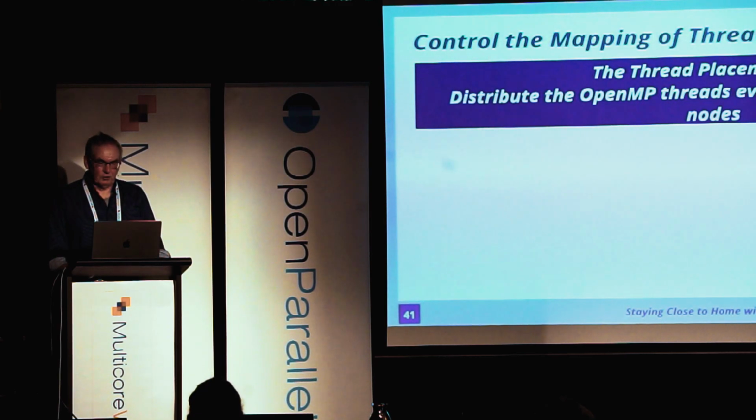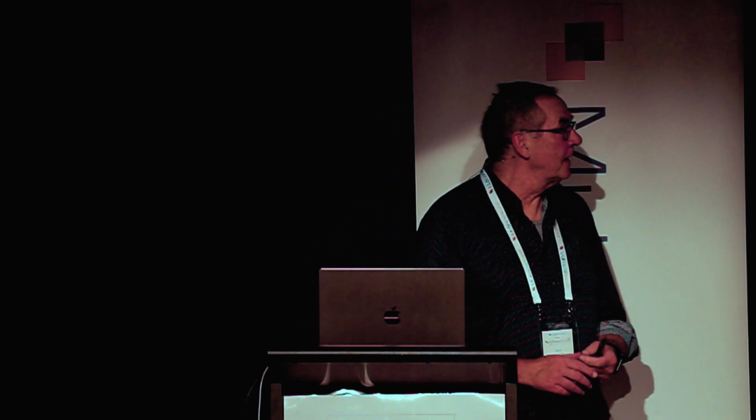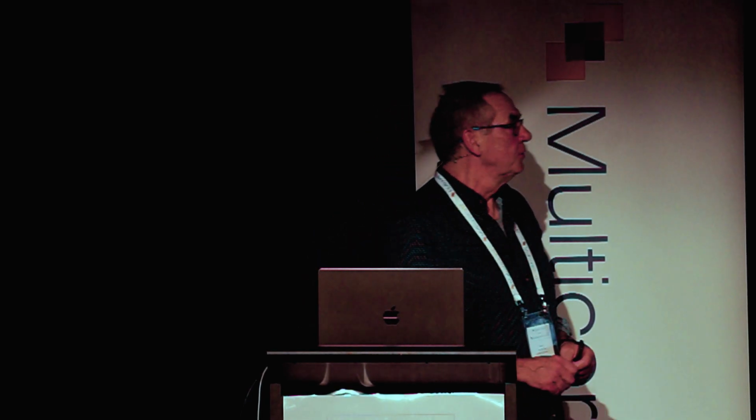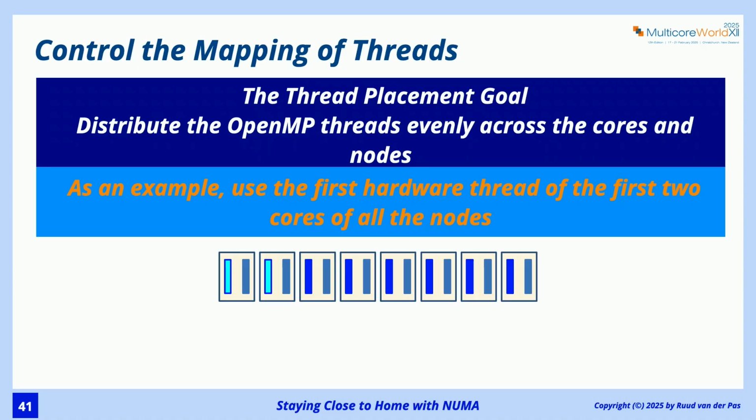And I set myself a goal just for the fun of it. I want to run this on my NUMA box, and I want to distribute those threads evenly across the cores and the nodes. And for some reason, that day, I thought, you know what, I just want to use the first hardware thread of the first 2 cores of all the nodes, these 2, on a specific configuration.